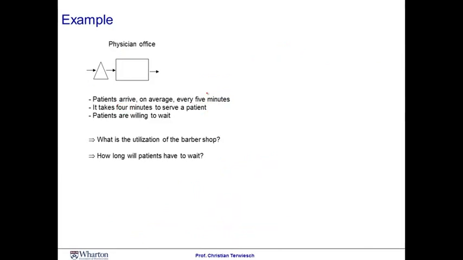Here is another doctor's office. Same thing, same process flow diagram, and a patient arriving every 5 minutes. So 12 patients arriving per hour. It takes this doctor here, however, only 4 minutes to serve the patient. So our capacity is much higher, and the doctor can have a capacity of 15 patients per hour.